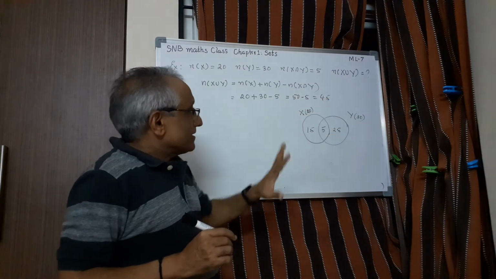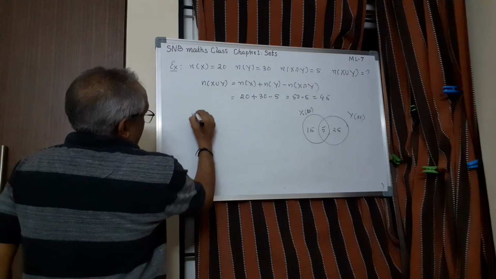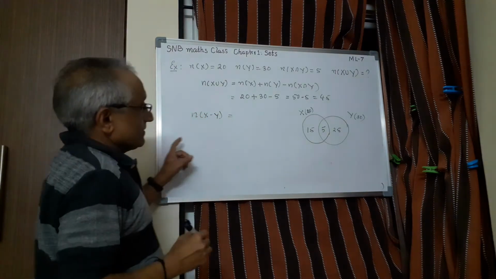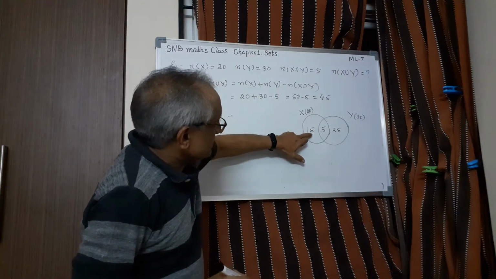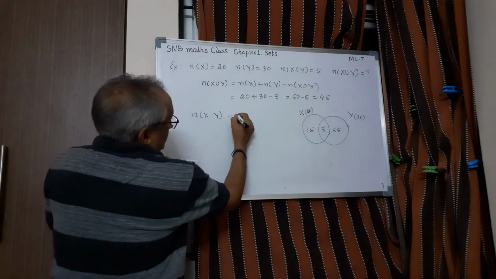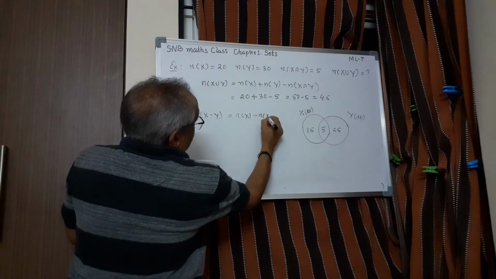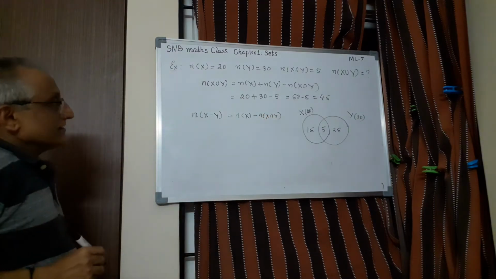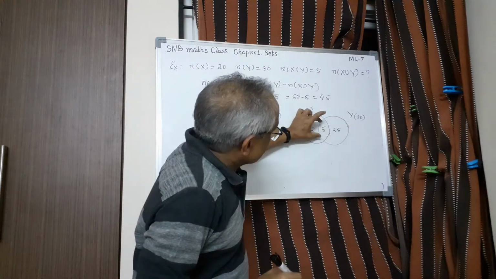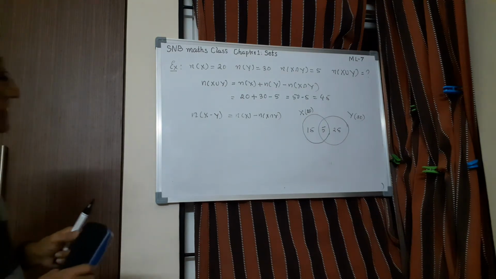It will be the same. And sometimes the question can be, what is the number of x minus y? X minus y means this one. It is 15. That means 20 minus the common elements. What is the formula actually? It is the number of x minus the number of x intersection y. Similarly, what is the number of y minus x? It is the number of y minus this one, so 25. So this is the way you can answer any question.